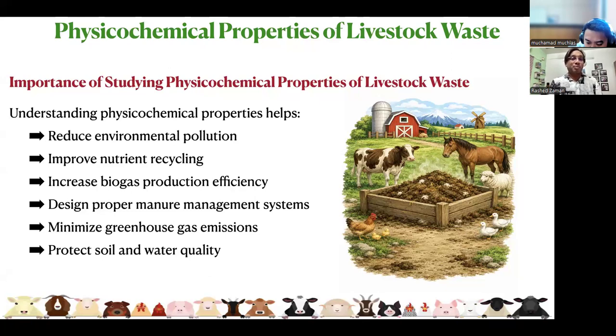By studying these properties, it also helps us to minimize greenhouse gas emissions, because proper waste management can reduce the release of methane and other harmful gases into the atmosphere, into the environment. And it also protects soil and water quality through controlled waste disposal practices that prevent nutrient leaching and water contamination. So these are the importance of studying the physical and chemical properties of the livestock waste.